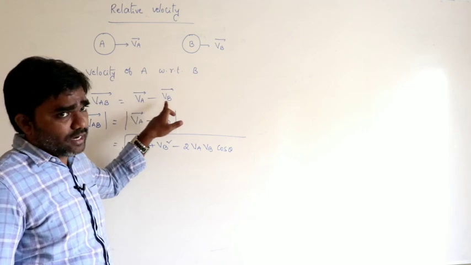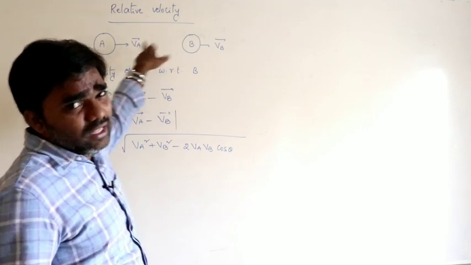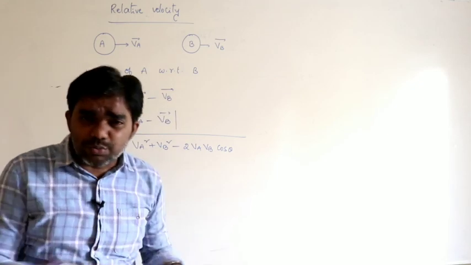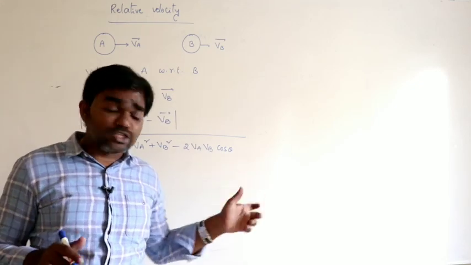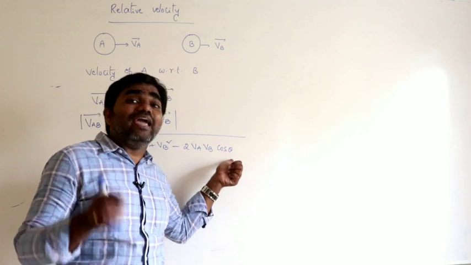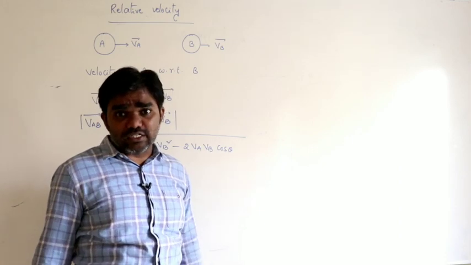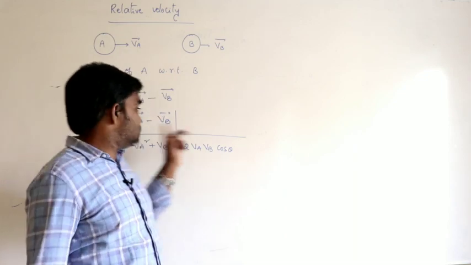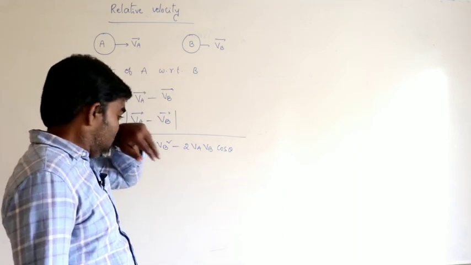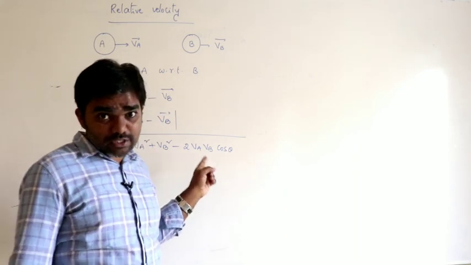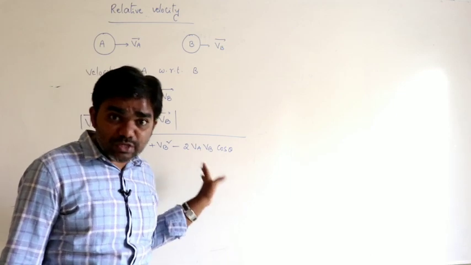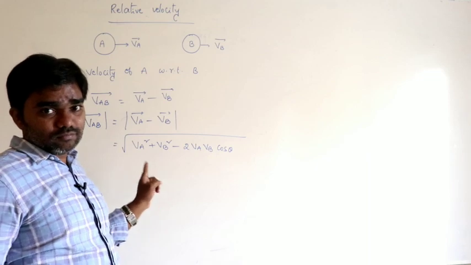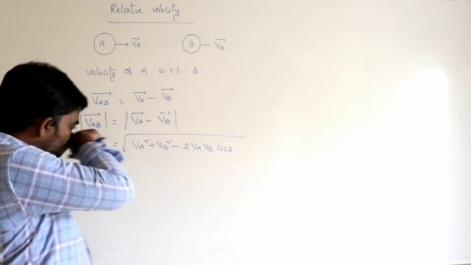Don't directly subtract. For example, VA is 30, VB is 20. Don't subtract 30 minus 20 in all situations. Depending on the situation, that means depending on the angle between the direction of the two vectors, the relative velocity concept must change. So that's very important.